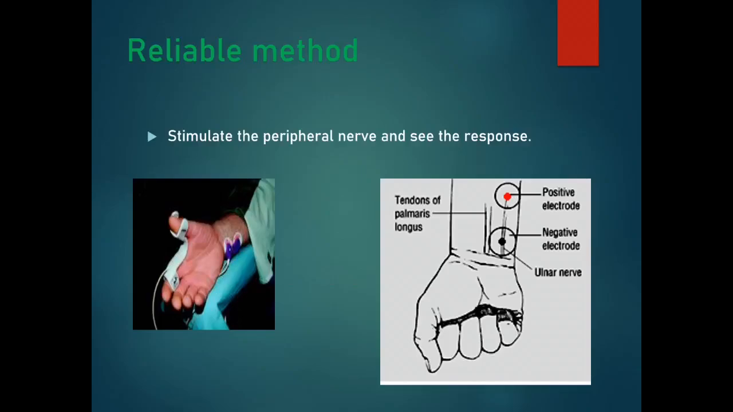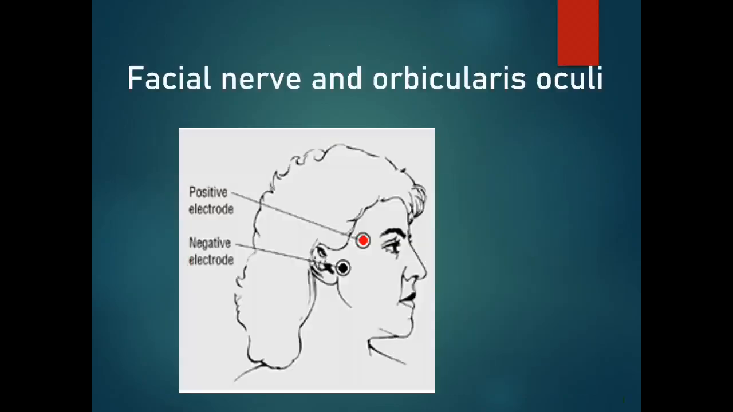The reliable method of monitoring is peripheral nerve stimulation: you stimulate the peripheral nerve and look for the response. The commonest is the ulnar nerve, where you place a positive and a negative electrode onto the ulnar nerve and observe for the flexion of the adductor pollicis. If you do not have access to the ulnar nerve, then another alternative is the facial nerve, wherein you place the positive and negative electrodes as shown in the picture, and look for the contraction of the orbicularis oculi.